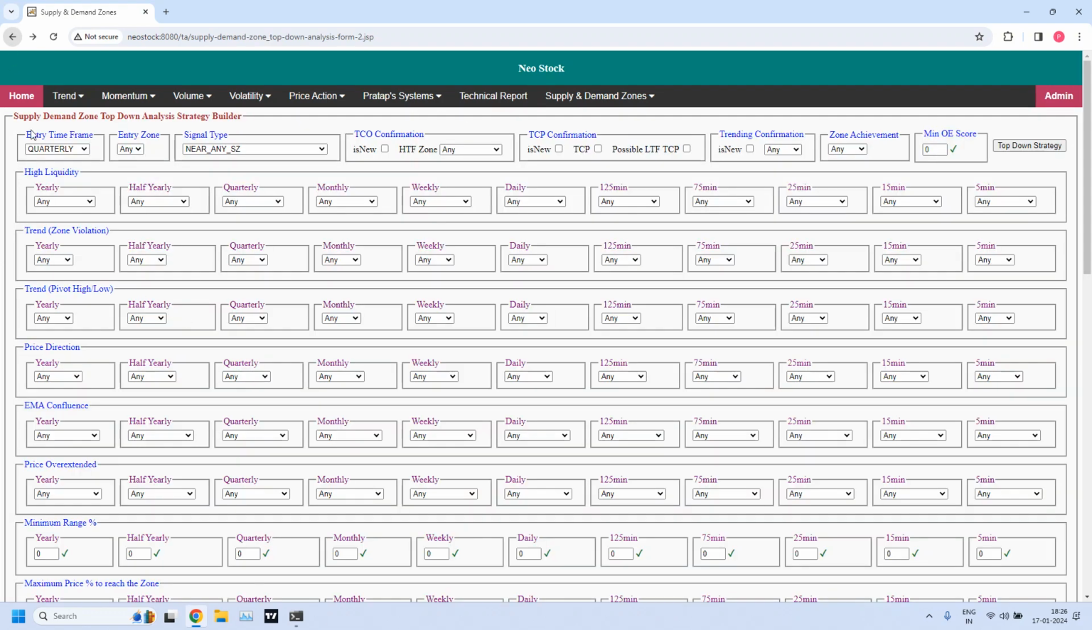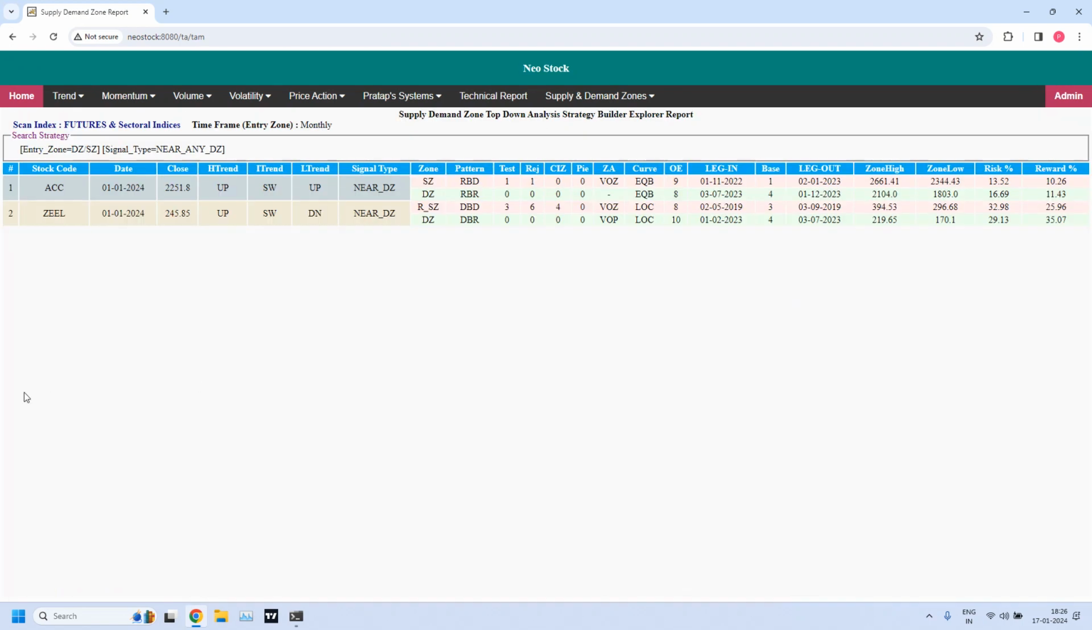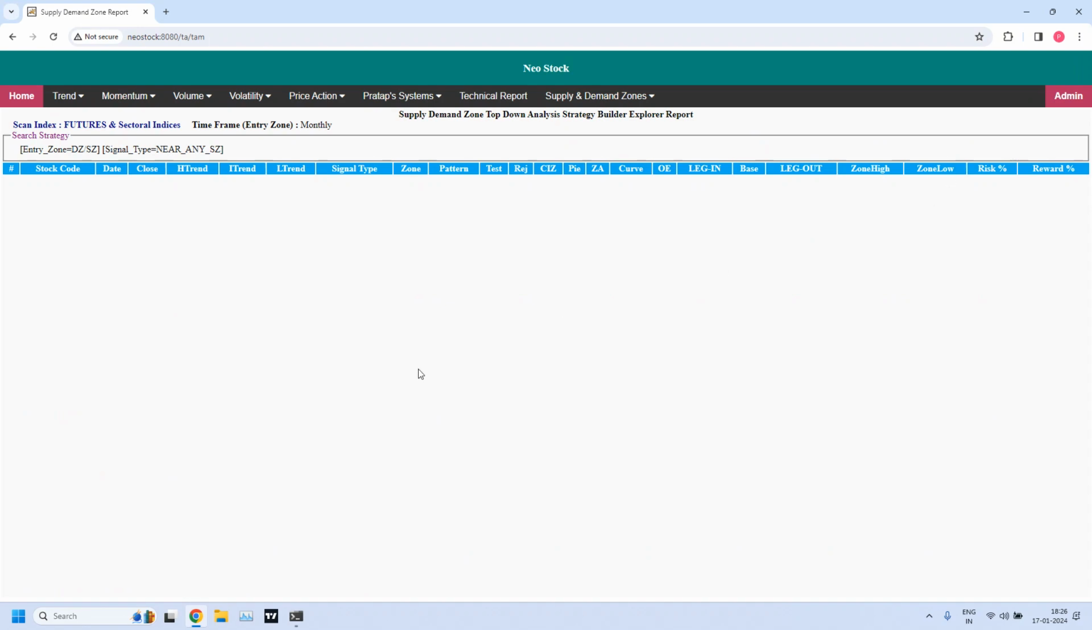So let me go back and change the time frame to monthly, and let us find the stocks near monthly demand zone. So these 2 stocks are near monthly demand zone. Let me go back. For monthly time frame, let us find the stocks near monthly supply zone. So no stocks are filtered.